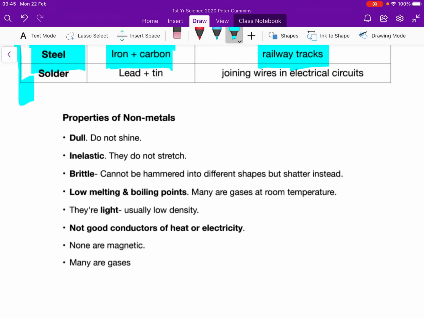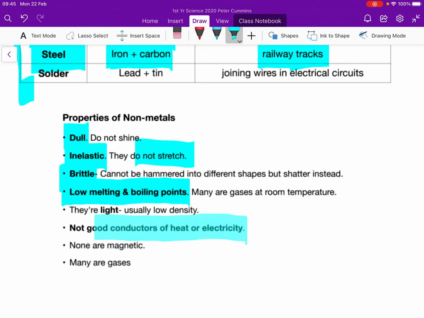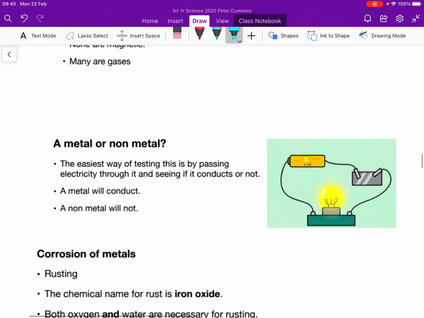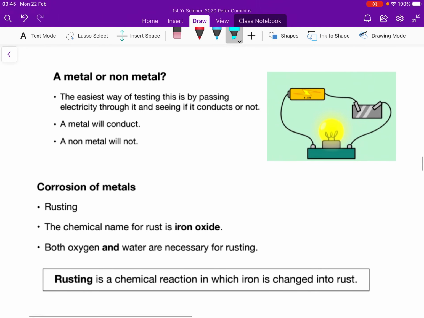It's the opposite. If you think about non-metals, well, they're not lustrous, they're not shiny, they're dull. They're not ductile, they can't be stretched, so they're inelastic. They're brittle, as opposed to being strong. They have low melting and boiling points, so basically it's the exact opposite. And they're not good conductors of heat or electricity. So if they ask you in the exam for the properties of non-metals, it's the exact opposite of the properties of metals.